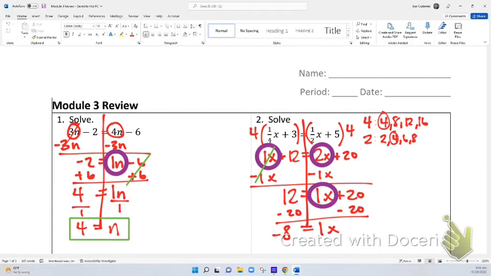Once again, the 1 you can either just erase or divide by 1. In this case, I'm just going to erase because I'm running out of room. So for this one, your answer would be x equals negative 8.